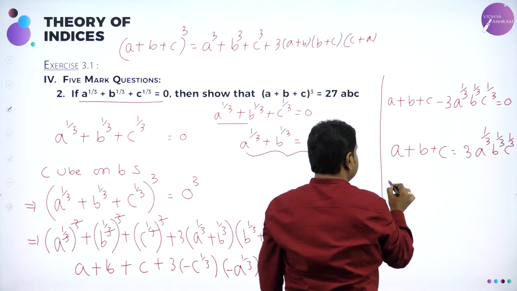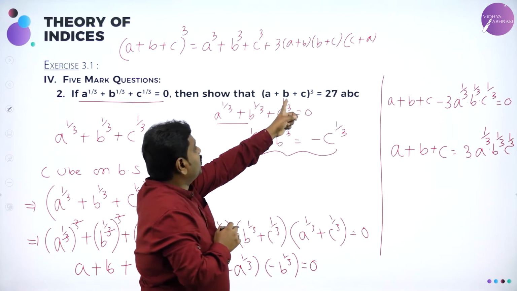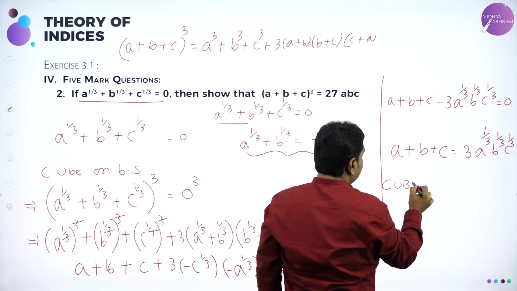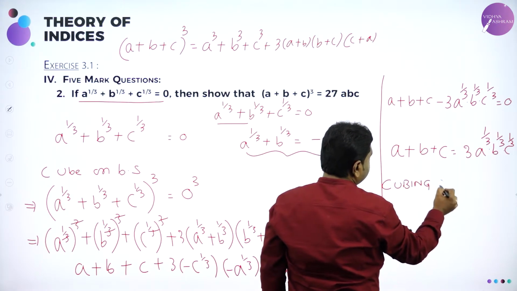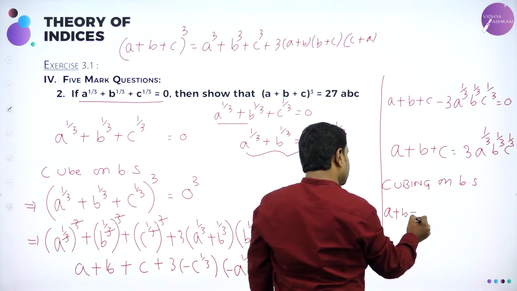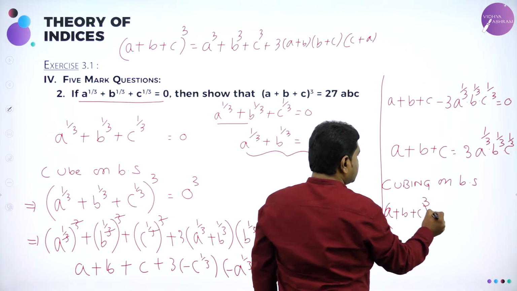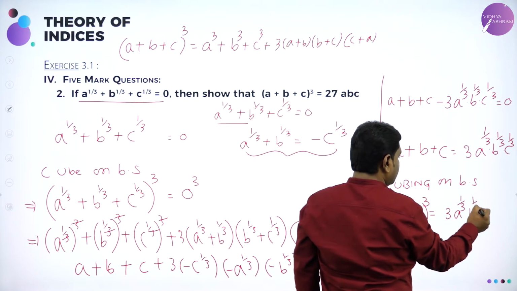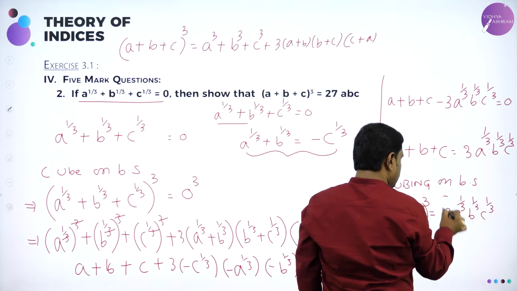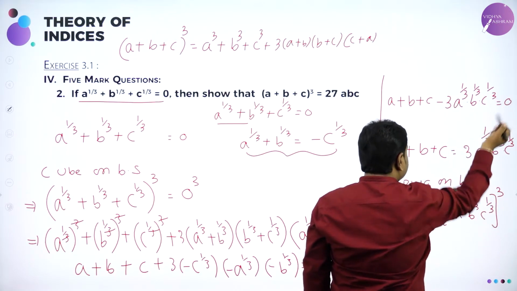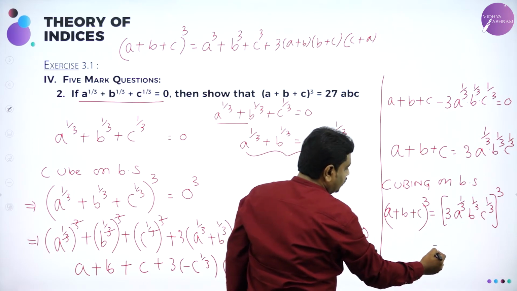Now cube on both sides, because they wanted to prove (a + b + c) whole cube. So again, cubing on both sides. LHS becomes (a + b + c) whole cube. RHS becomes (3 a^(1/3) b^(1/3) c^(1/3)) whole cube. Here the minus goes to the other side and becomes plus. So now LHS, what we need.